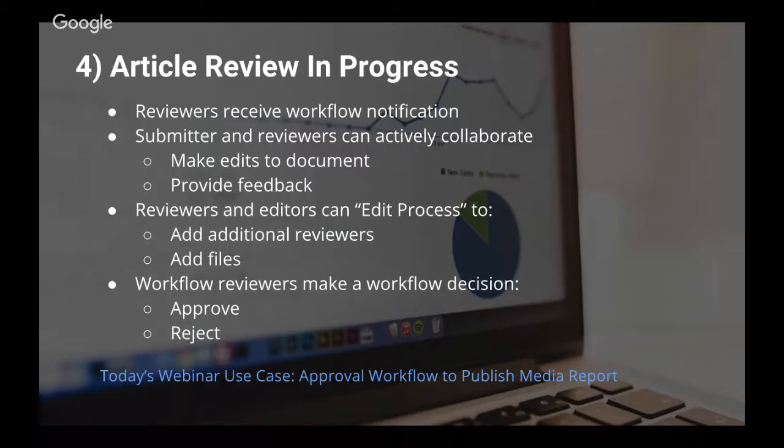Reviewers can either directly make changes to the document or their edits will become suggestions depending on the access privileges they were delegated. Those involved in a workflow can click More to click Edit Process to add additional reviewers or additional files that may be relevant to the workflow. Once peer review is completed, workflow participants then move on to the decision and finalization stage to approve or reject the document.